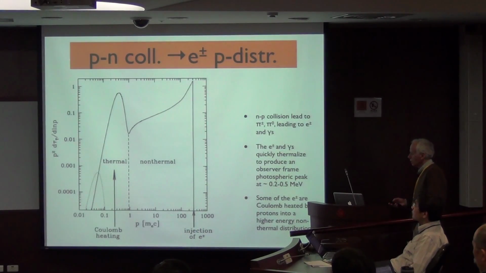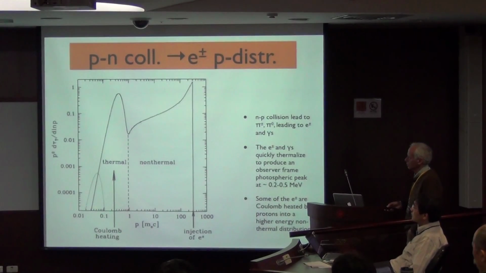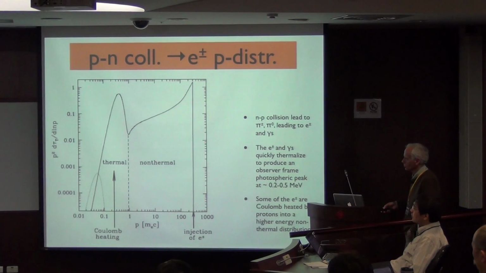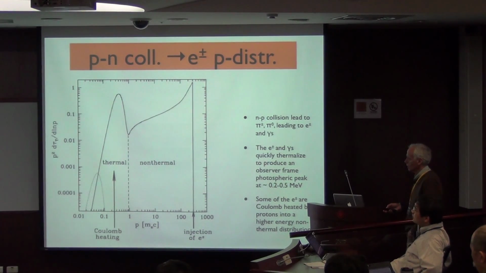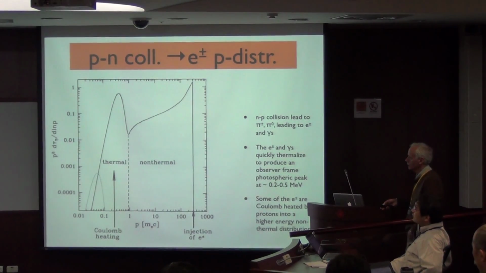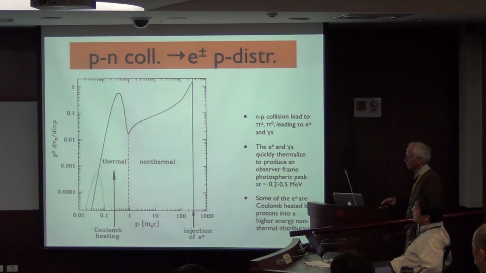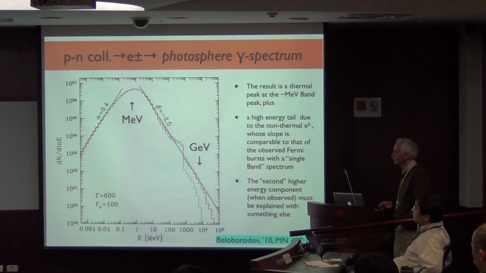So the result is that if you look at the population of electrons, you have thermal electrons initially, and then you produce these non-thermal electrons because of the pi naught, the pi plus decay. And the pi plus decay produces these relativistic positrons which interact with the thermal protons, and they reheat them. So you get two populations: reheated thermal electrons and non-thermal electrons.